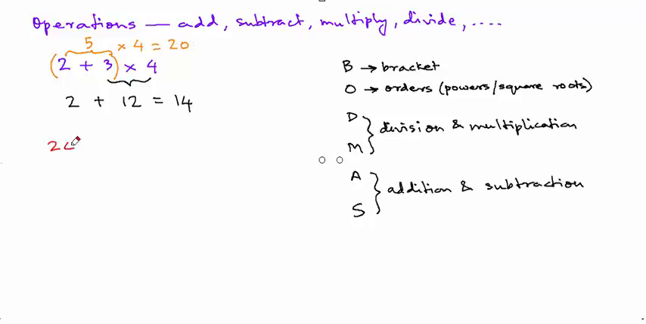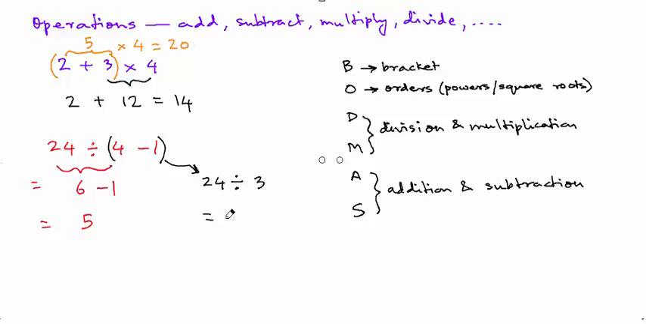Similarly, 24 divided by 4 minus 1 is equal to division ahead of subtraction. So you have 24 divided by 4, that's 6, minus 1, which is equal to 5. But if you had a parenthesis around the 4 minus 1, you would do that first because parenthesis or bracket comes first ahead of division. So this is going to be equal to 24 divided by 4 minus 1, which is 3. So this answer is 8.